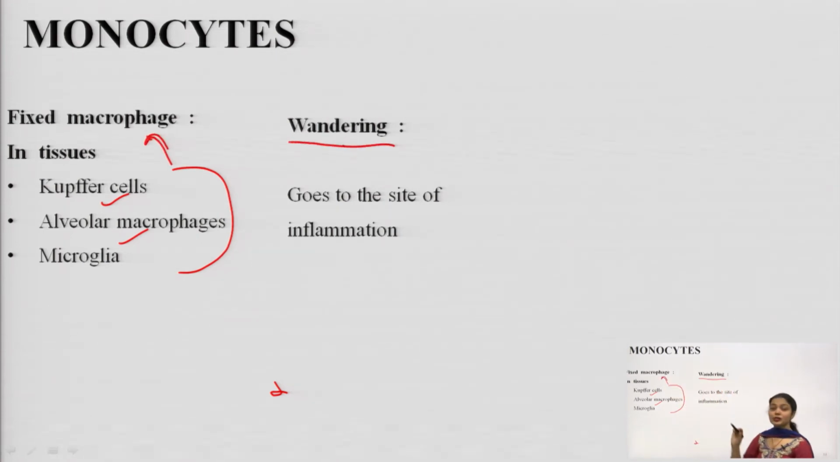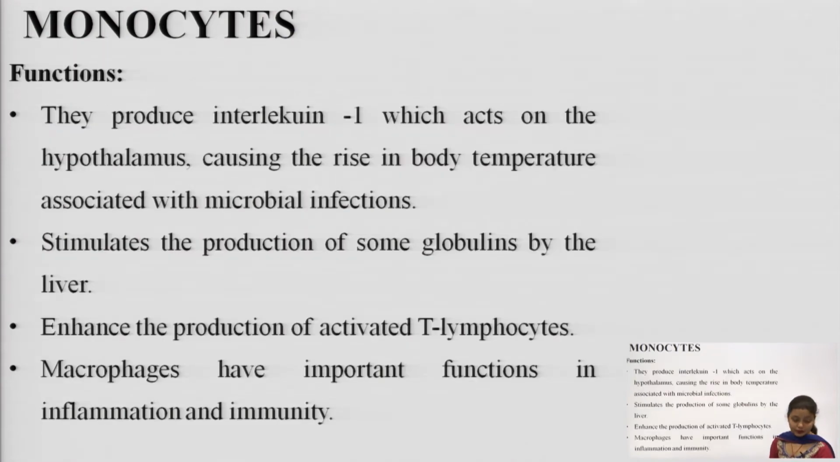And wandering macrophages roam all around the tissue and reach the site of inflammation and engulf that foreign particle. So, fixed macrophages are fixed at a particular position in a particular tissue, and wandering macrophages roam around your whole tissue and go to the site of inflammation.